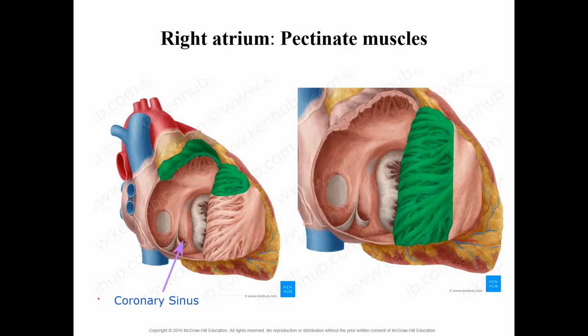The other feature which you can see in the right atrium is this. In interatrial septum, you can see the oval depression. We call it oval fossa or fossa ovalis. Let me write it down for you.